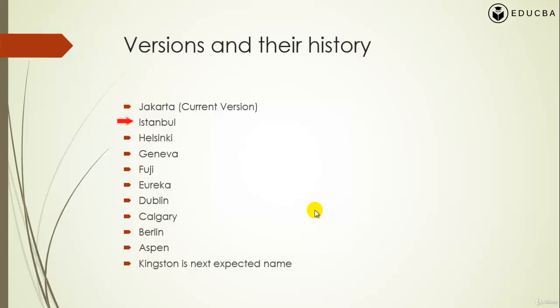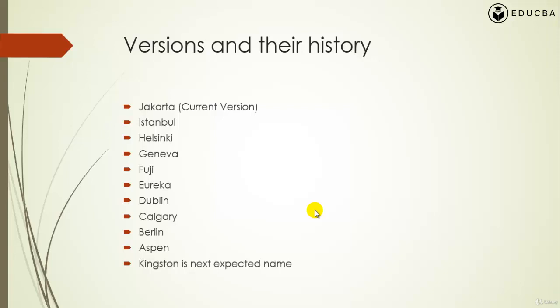Before that, it was Istanbul, Helsinki, Geneva, Fuji, Dublin, Calgary, Berlin, Aspen. If you see these names, you might have got some idea of what basis they are keeping. It is based on cities. Now you might be asking, the current is Jakarta, but what's coming next? Most probably it would be Kingston, and that's what is expected. It is currently not rolled out, so we cannot give official confirmation on that.